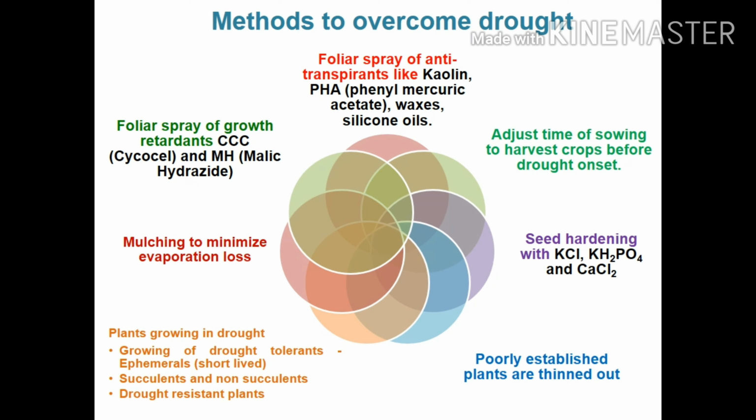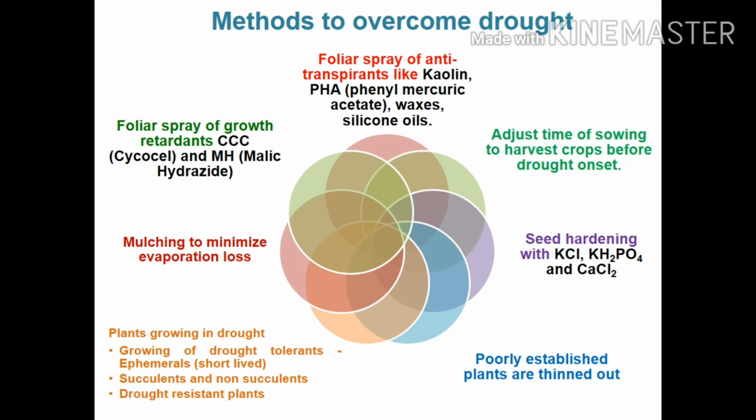Methods to overcome drought: first we have to adjust the time of sowing to harvest crops before drought onset. Either you can go for seed hardening with potassium chloride, potassium dihydrogen phosphate and calcium chloride, or the poorly established plants are thinned out. And you can also recommend growing drought tolerant crops, that is called ephemerals, that is short-lived plants. Succulents and non-succulent plants are also advocated, and you can go for drought resistant plants.